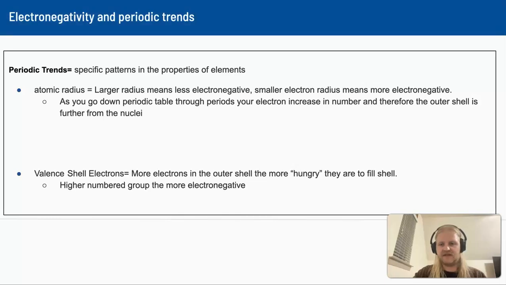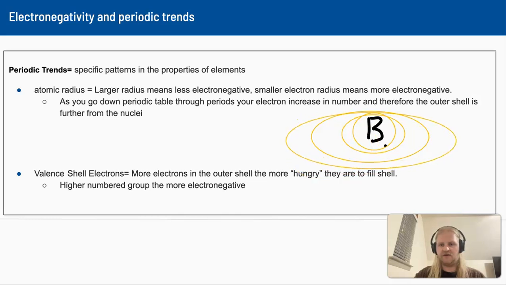All right, let's take boron. It has a larger radius because it has 4 rings. It's 4 rings. 1, 2, 3, and then 4. Right, so it has 4 rings. Your valence electrons are further away from the nucleus, so there's less of a pull.